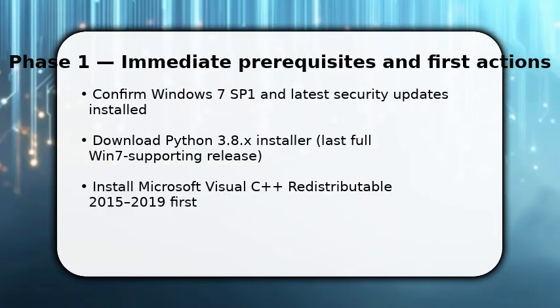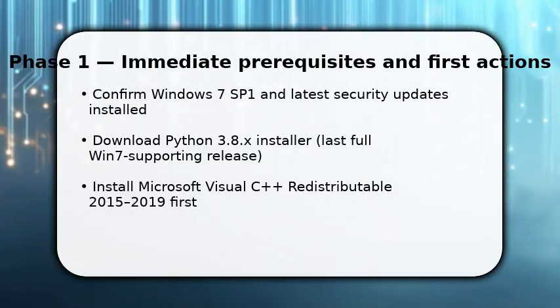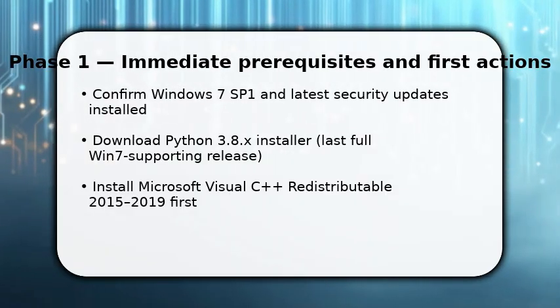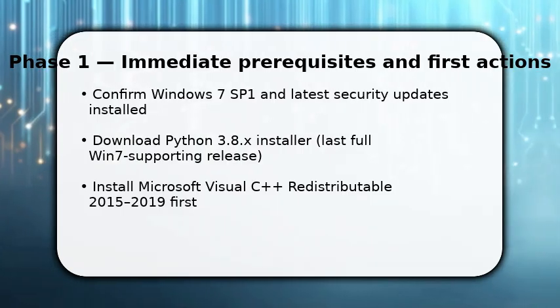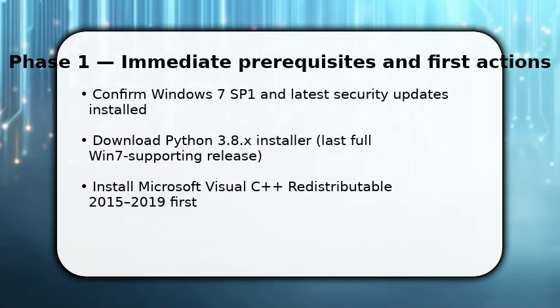You start by preparing Windows 7 so Python can run reliably. Make sure you have Service Pack 1 and recent security updates. This enables modern TLS and libraries.